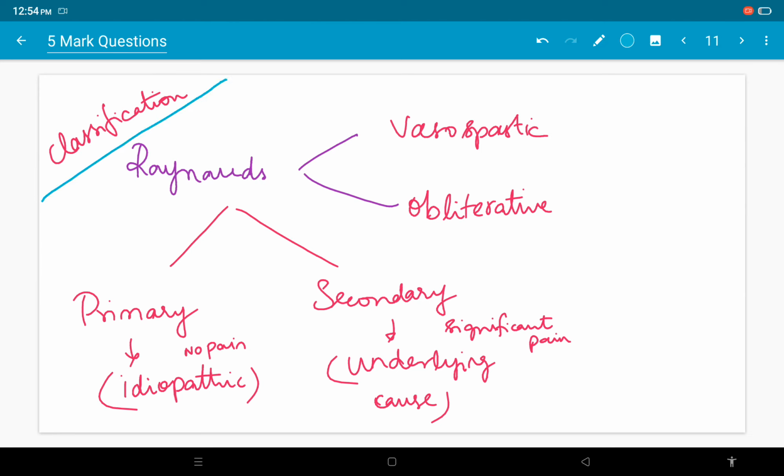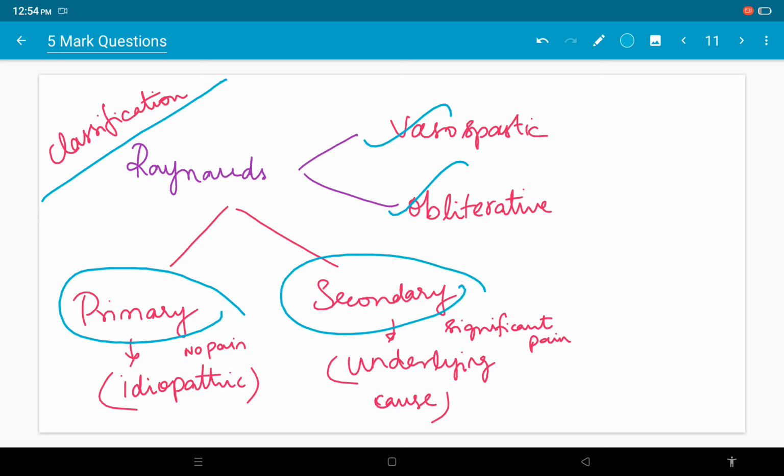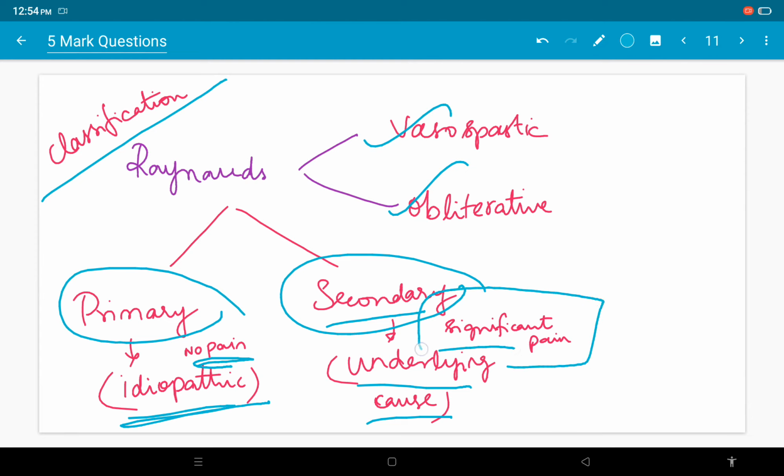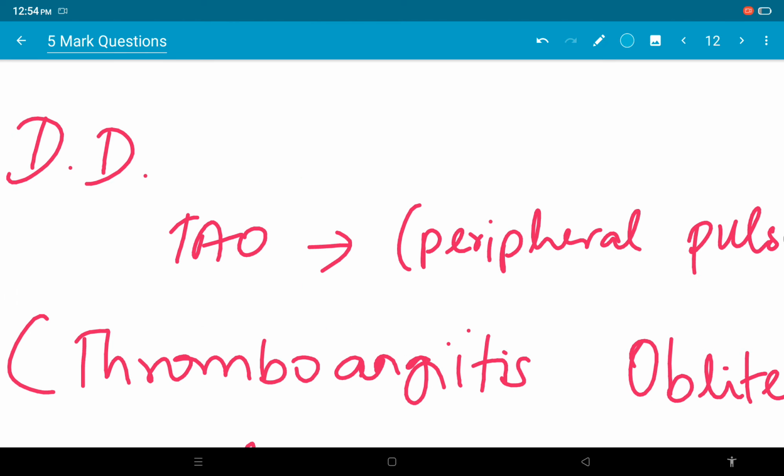Classification of Raynaud's syndrome: it can either be vasospastic or obliterative. Raynaud's can also be classified as primary or secondary. In primary, there is usually no underlying cause, and pain is also not that much. But in secondary Raynaud's syndrome, an underlying cause is present, like the use of vibrating tools or autoimmune diseases. They are the underlying causes for Raynaud's syndrome. In the recovery phase, in flushing, there will be significant pain.